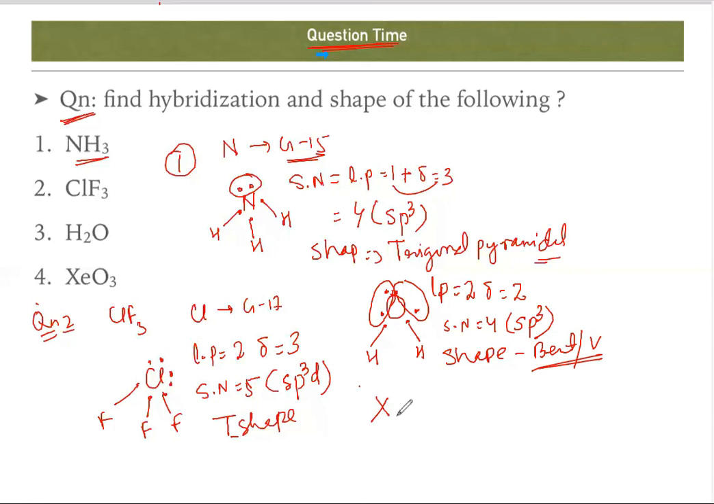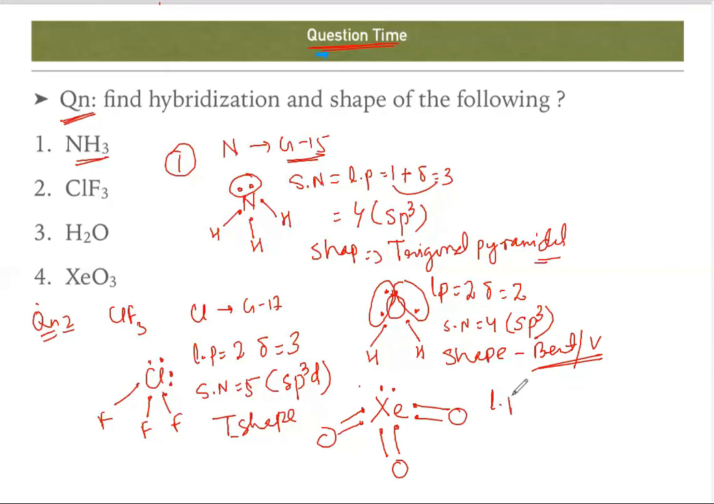Next one is XeO3. Xenon belongs to which group? Group number 18, so group number 18 means outermost electrons are 8. Oxygen is a divalent atom, that means it will form a double bond. So this has already formed a double bond.